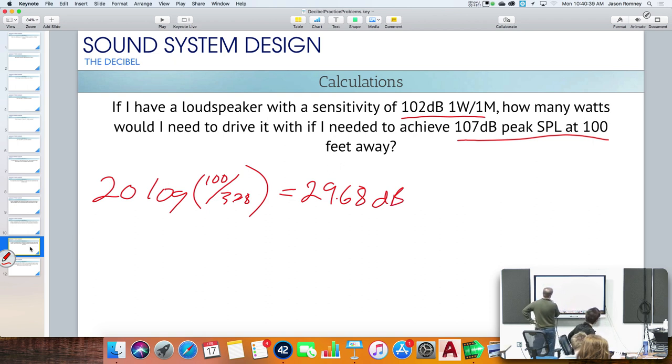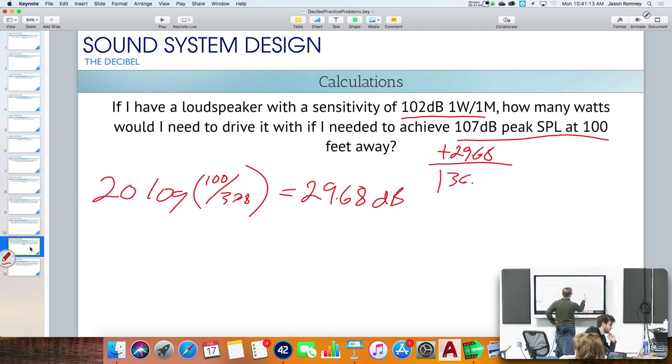All right. So that's how much I'm burning up making this trip, which means if I need 107 dB SPL at 100 feet, I need 107 dB SPL plus 29.68 at 1 meter, right? So what is 107 plus 29.68? 136.68. So that's 136.68 dB SPL at 1 meter.